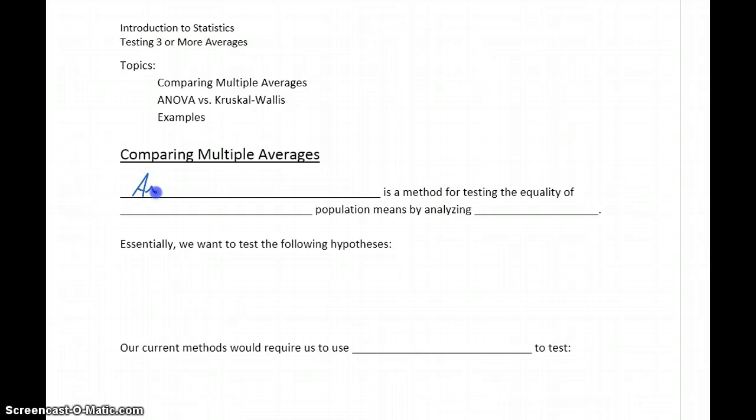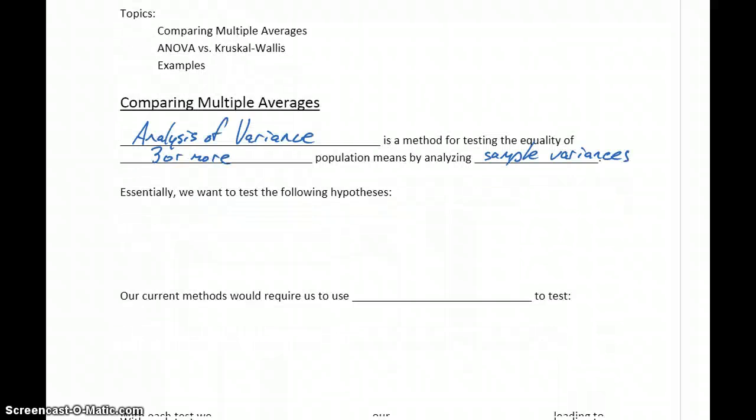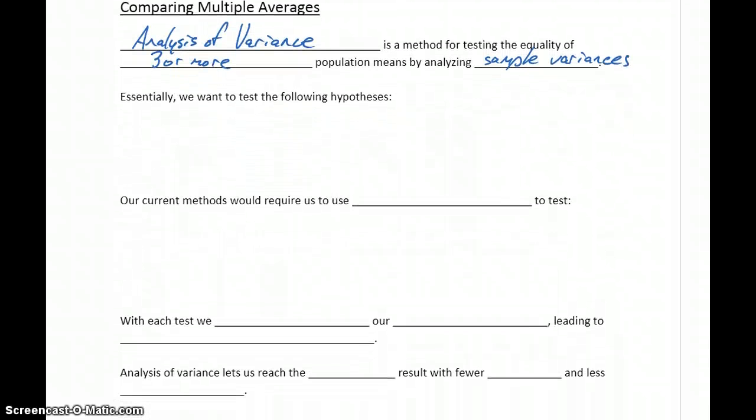So analysis of variance is a method for testing the equality of three or more population means, and that's done by analyzing sample variances. So for our purposes, StatCrunch is still going to be doing all the heavy lifting with the computations, but just the connection for where that language comes from. The analysis of variances, what's happening in the background, is the sample variances for each of the data sets will be analyzed to come to some conclusions.